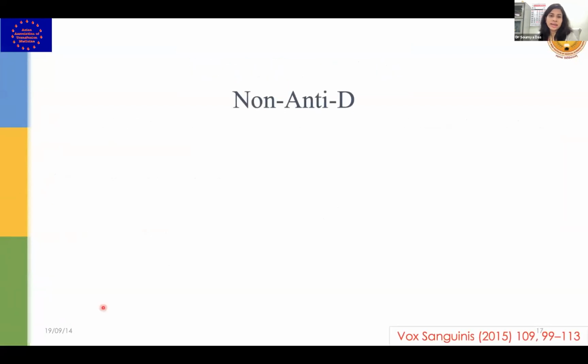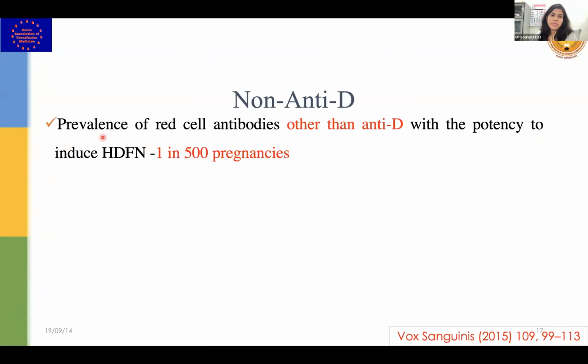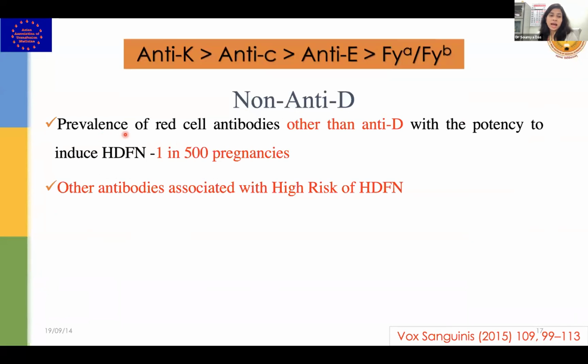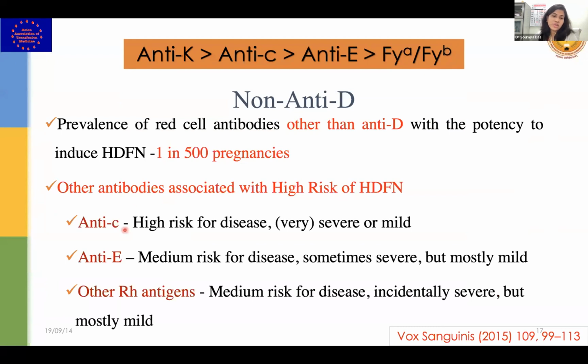Coming to a few non-D cases, the prevalence of red cell antibodies other than anti-D with the potency to cause HDFN is approximately 1 in 500 pregnancies. And the other antibodies which are associated with a high risk of HDFN, especially in the Rh family, include the small c, which has the highest risk after anti-D, the capital E, which has a medium risk, and all the other Rh antigens have been associated with medium risk for disease with incidental severity but mostly mild disease of HDFN.